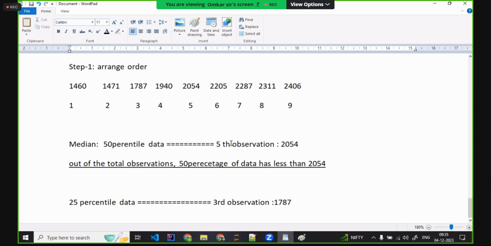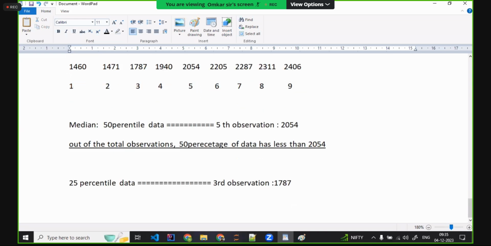Half of the 50. So this is till now, this is the 50. Half of the 50 is nothing but again you are taking, okay, consider till these 5 observations are 50% observations. Okay, let's see. Then 75 percentile. 75 percentile data. Seventh observation.